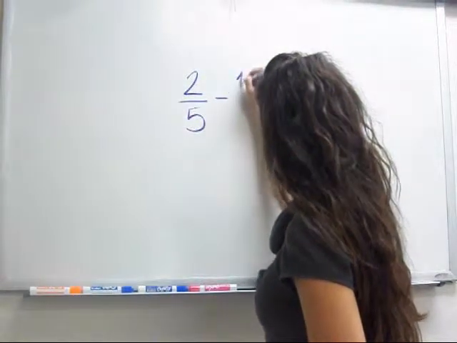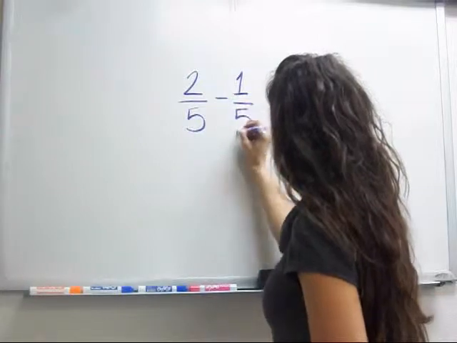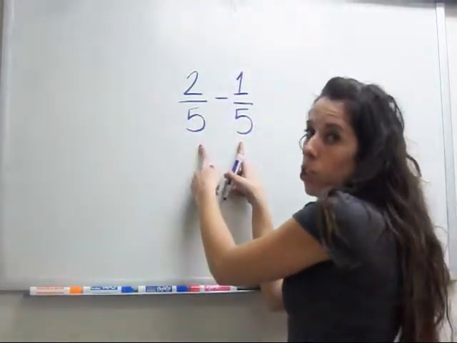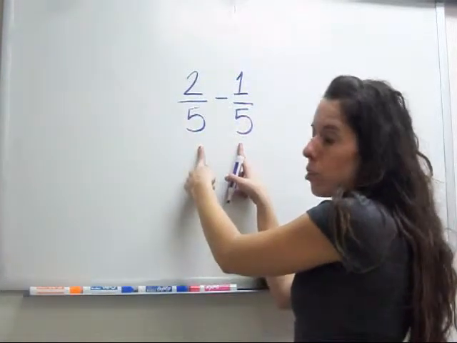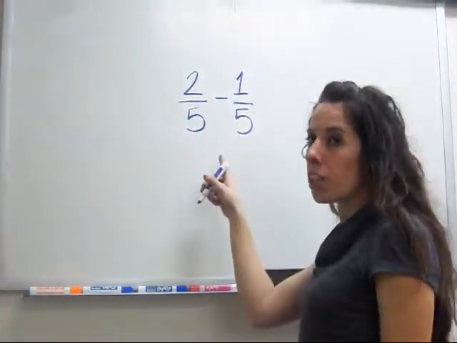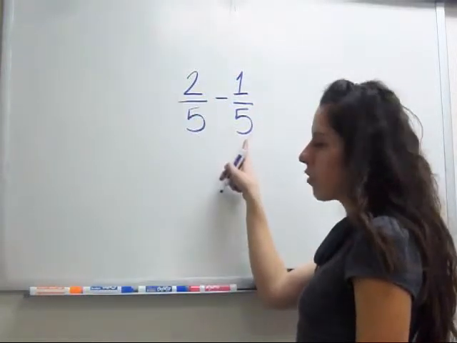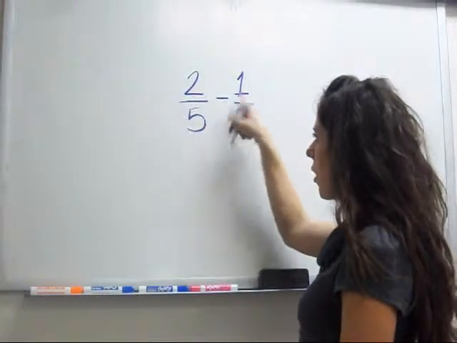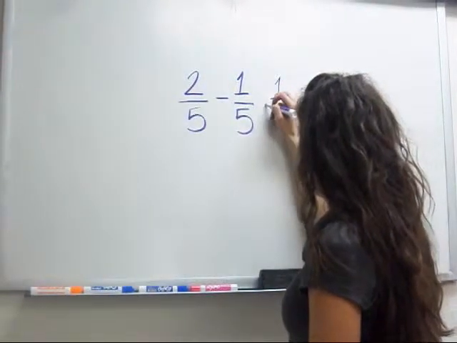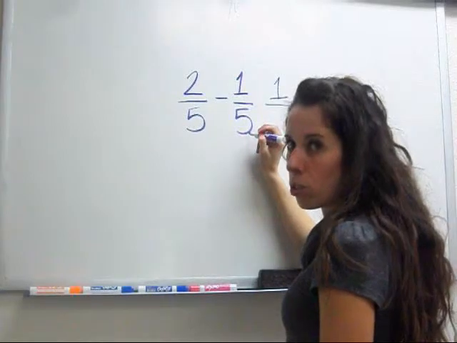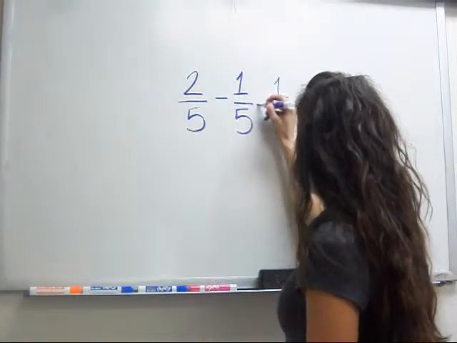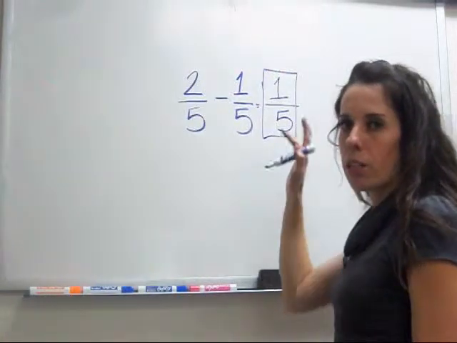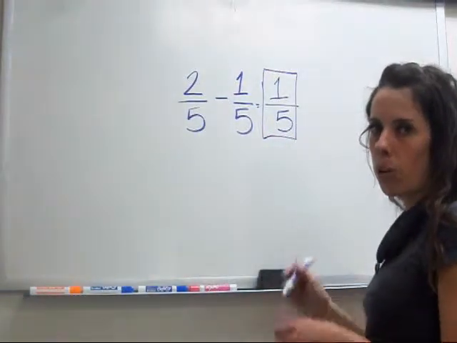Two-fifths minus 1/5. First thing I check is if the denominators are the same. If the denominators are the same, we can go ahead and move on with our subtraction problem. I started off with an easy one, so this one does have common denominators, so we're going to simply subtract the numerators. 2 minus 1 is 1, and then we just keep the original denominator, which is 5. So 2/5 minus 1/5 is 1/5. Started off with an easy one, now let's go a little harder.